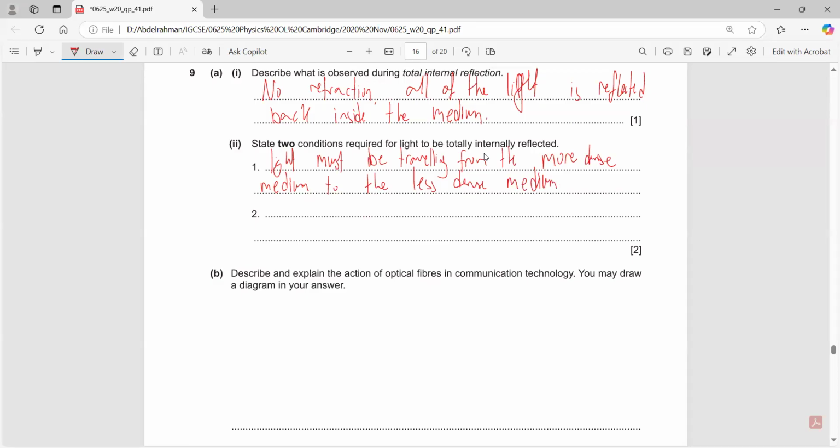And the second condition, which is the more obvious condition: total internal reflection happens when the angle of incidence is greater than the critical angle.